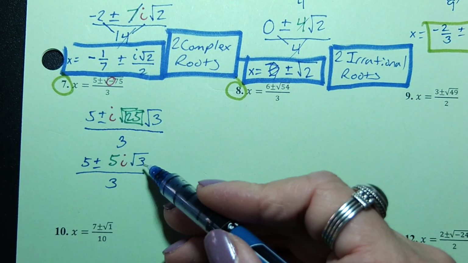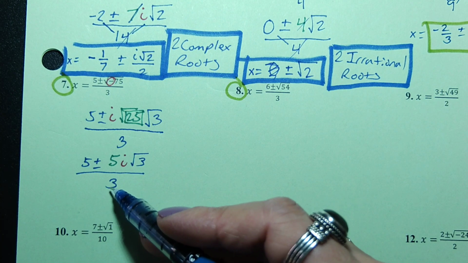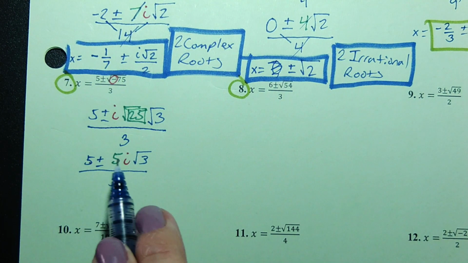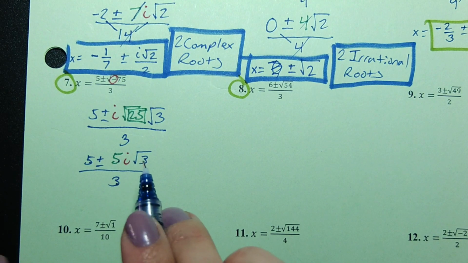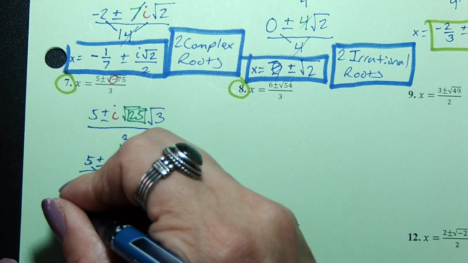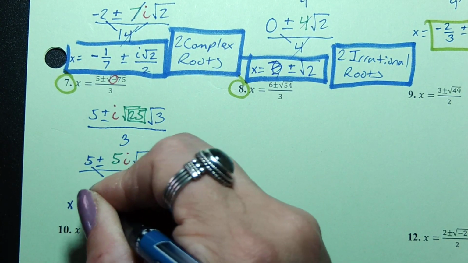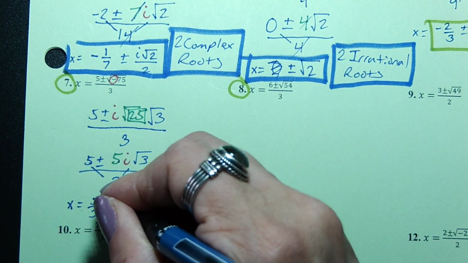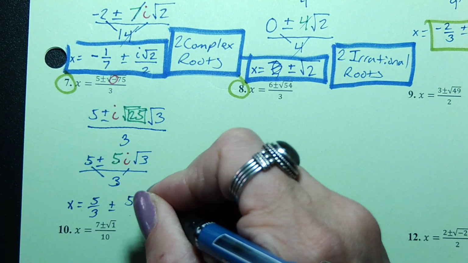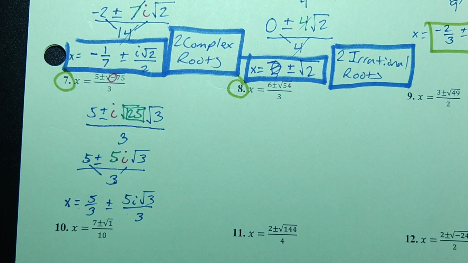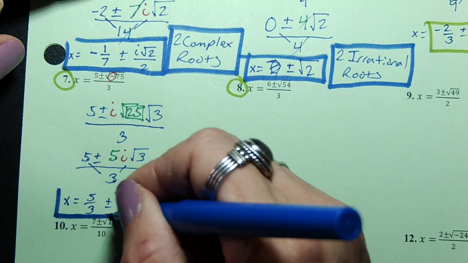Hey, can I cross off that square root of 3 with that 3? Nope. So you can only do outside or coefficients with that bottom term. We can't steal stuff from underneath the square root. So when I simplify this, we get 5/3. Can't even simplify it. And we get plus or minus 5I rad 3 over 3. And yuck, that's my final answer. We don't like it, but there it is.